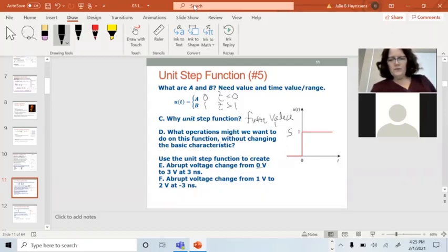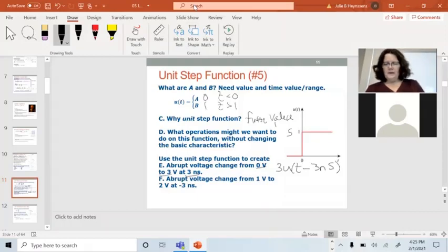So, different things we can do with this. We can go from 0 to 3 volts at t equals 3 nanoseconds. So this would be 3 times u of t to get the 3 volts, and I would have to put that time step in there. It would be t minus 3 nanoseconds, because if I plug in t equals 3 nanoseconds into that equation, I get 0. So that's where the step occurs.